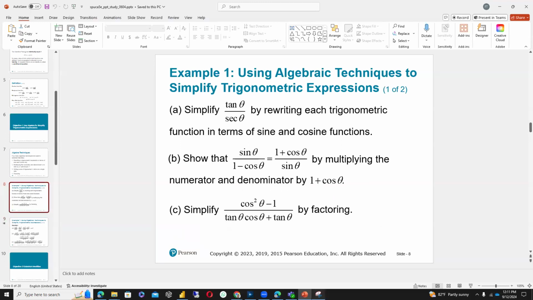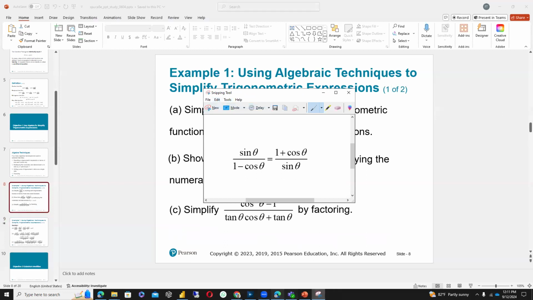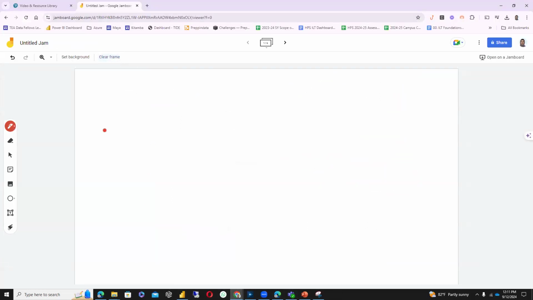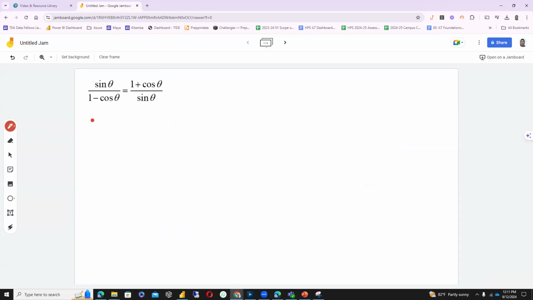Now, the second question is a given relationship. I want to copy the second question, clear this plane, and put this question here. And then we're going to read the question together again. Show that sine of theta over 1 minus cosine of theta is the exact same thing as 1 plus cosine of theta over sine of theta by multiplying the numerator and denominator by 1 plus cosine of theta. They're nice that they're telling me what technique to use, which will not be the case all the time. So we have to show that the first side of the equation is exactly the same as the second side of the equation by multiplying top and bottom by 1 plus cosine of theta.